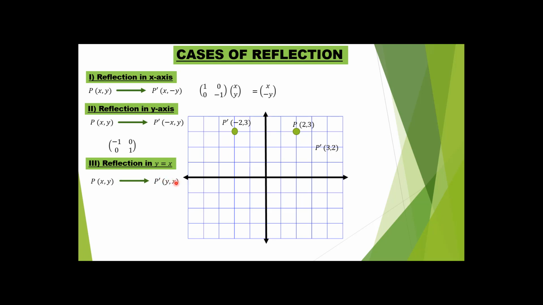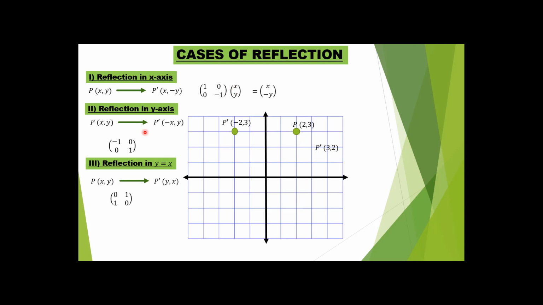And the matrix related to this reflection, which is in the line y equals x, is going to be [0, 1; 1, 0]. If we pre-multiply this matrix with any coordinates like this, we are going to get y in the x coordinate and x as the y coordinate.